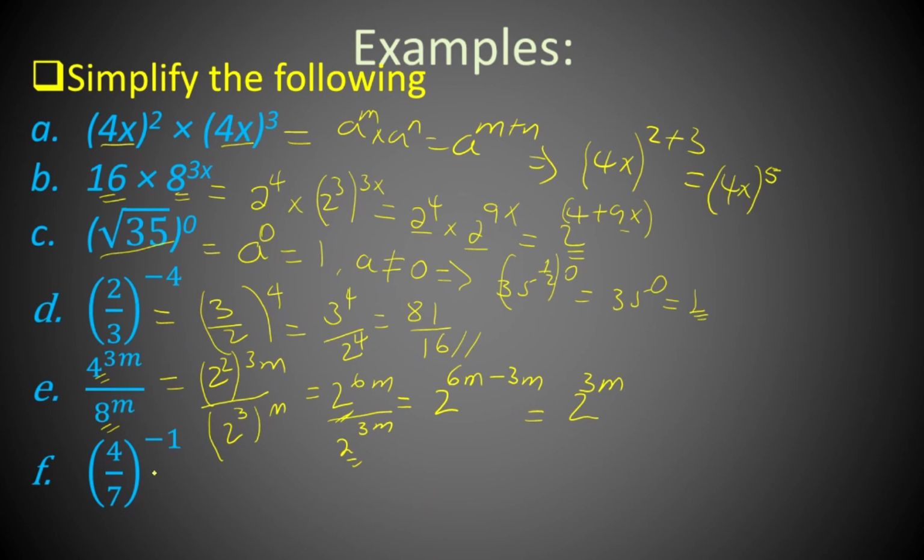This can be done in an easy way. Since the exponent is negative and the base is a fraction, we can take the reciprocal of the fraction first, which means 7 over 4, and the power becomes positive, the power of 1. A number to the power of 1 is itself, so it becomes 7 over 4. This is the way to solve.